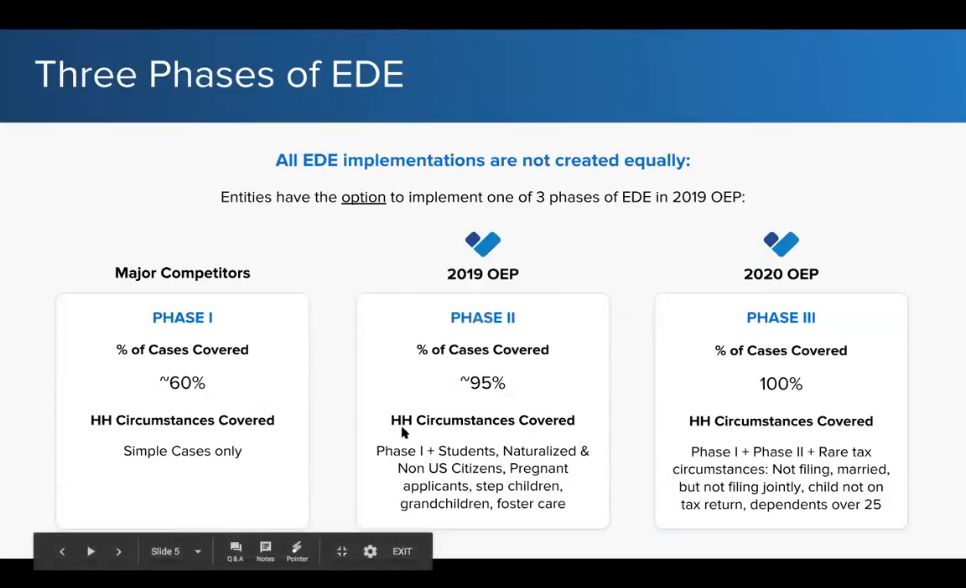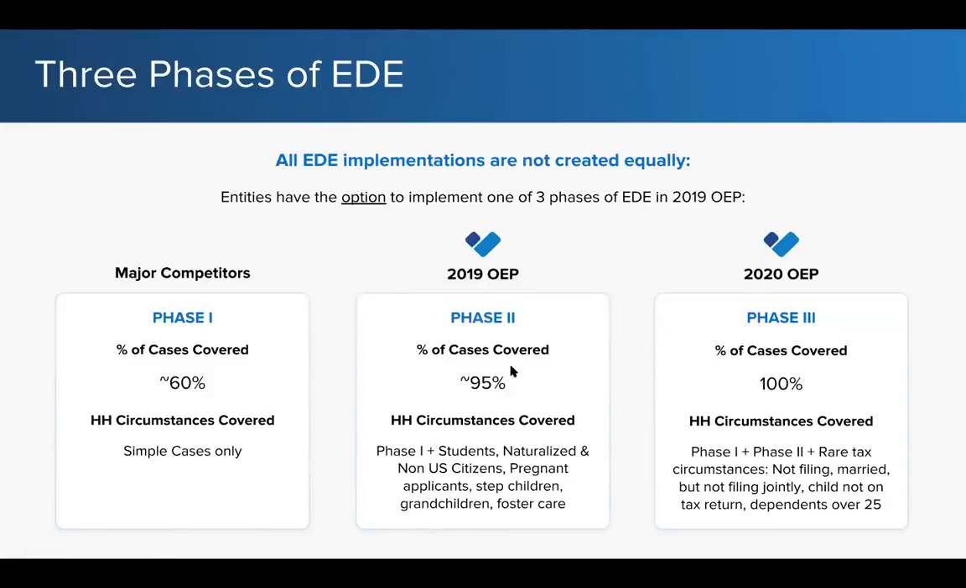So we have gone to what's called phase 2 of EDE, and so that means 95% of cases are covered. Cases that aren't covered include folks with rare tax circumstances. So if they are not filing taxes, they're married but not filing jointly, they have children that aren't on their tax return, or dependents over 25. Also Native Americans and Alaskan Natives. Those are not going to be covered on HealthSherpa. You can redirect to healthcare.gov to do those applications, and then you can still do the post-enrollment steps like document management and binder payments on our site.